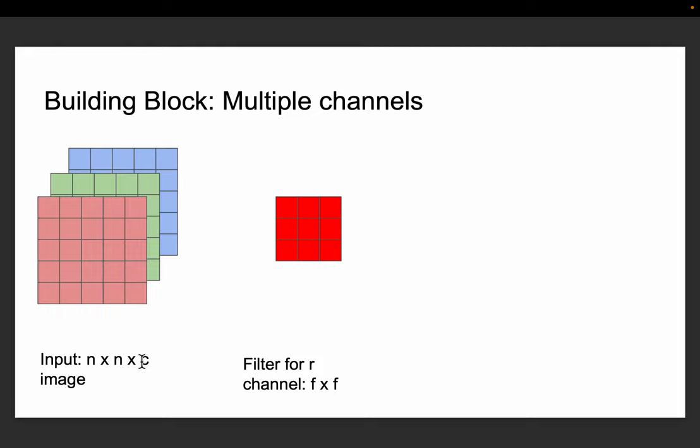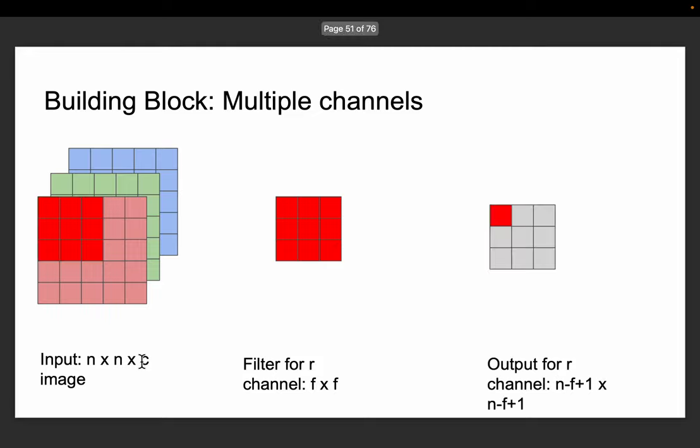So we'll have a filter for the red channel, which is size F cross F. Once we apply this filter on the red channel of the image, it's again, if you just consider the red channel, a grayscale image, and you have a filter for it. For an n cross n image and an F cross F filter, the output is n minus F plus 1. So you get a red channel output correspondingly.